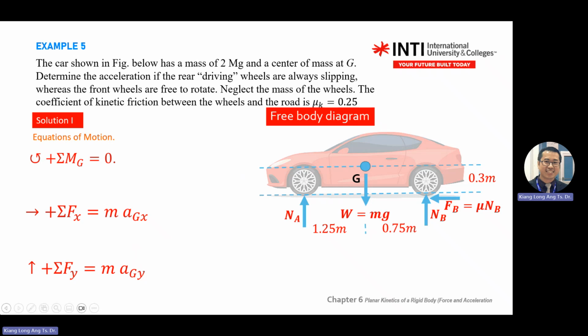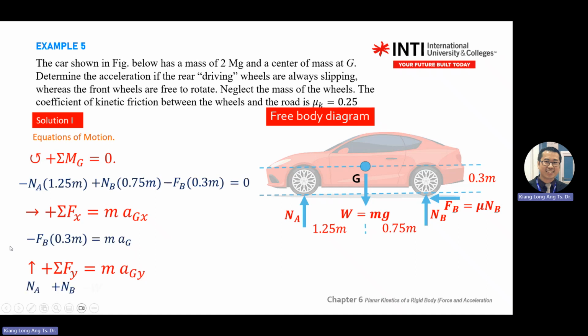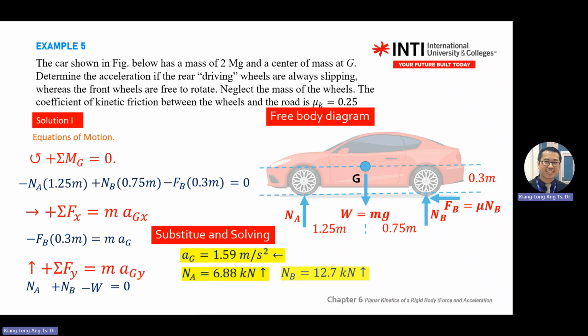Does the car fly off? No. So if the car does not accelerate up, straight away it is 0. So here you have 3 equations. You have 1 unknown, 2 unknown, 3 unknown. You can solve. So you substitute the value there, and you get the answer.